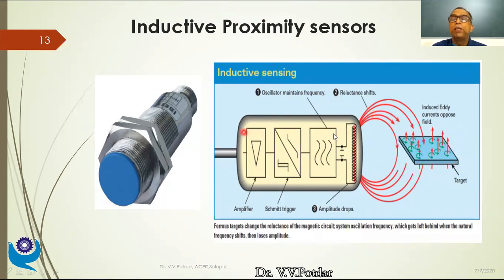So my impressed voltage will be changing, and that change in voltage can either give me the signal that there is an obstructing object, or these sensors can even be calibrated for distance. So this is how the inductive proximity sensors are used for knowing the proximity of the objects or the proximity of the obstruction.